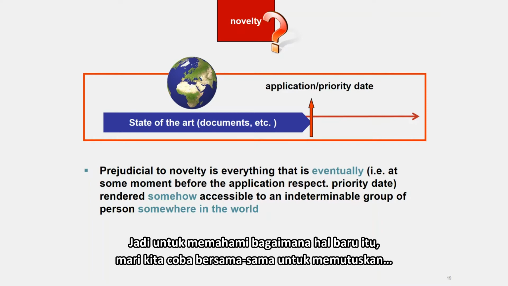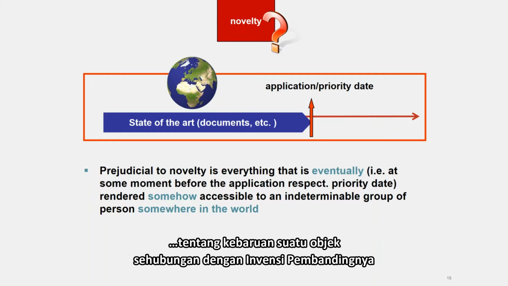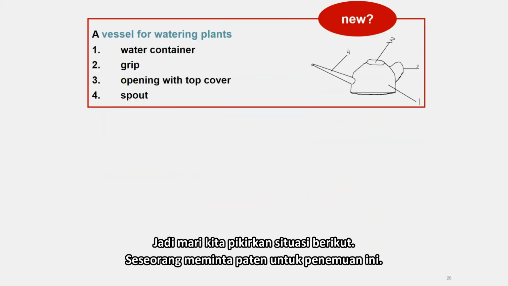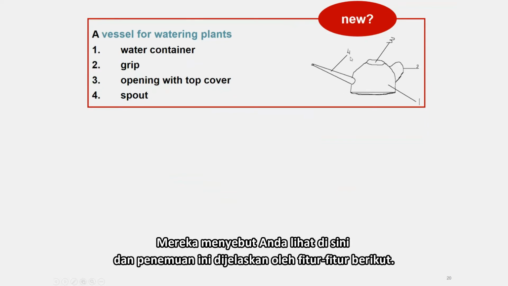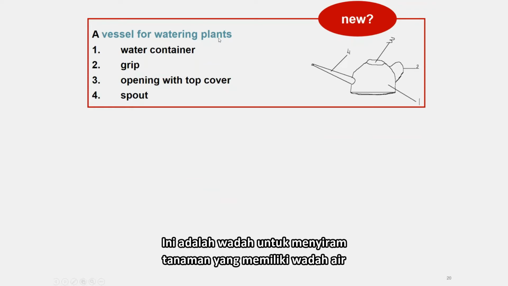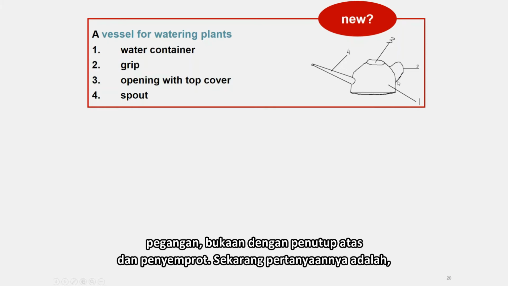So in order to understand how the novelty is really judged, let's try together to decide about the novelty of an object due to the state of the art. So let's think of the following situation. Somebody asked for a patent for this invention, the invention you see here, and this invention was described by the following features. It is a vessel for watering plants, which has a water container, a grip, an opening with top cover, and a spout.